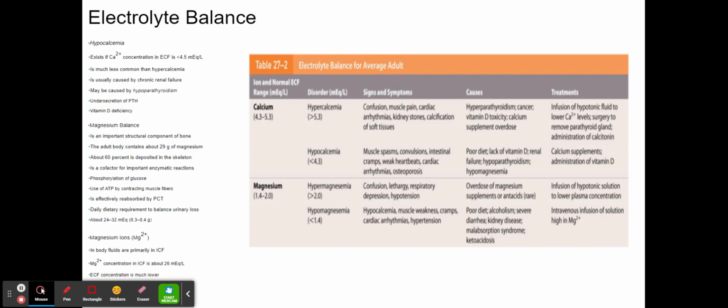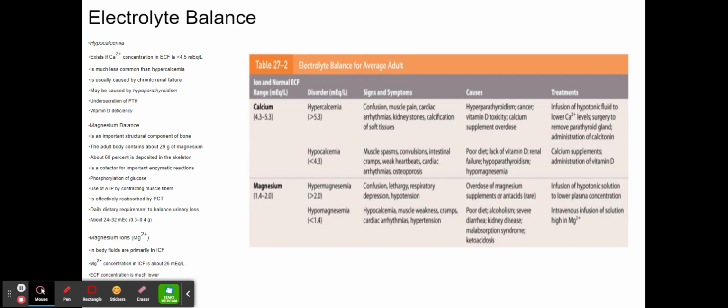Hypocalcemia is much less common than hypercalcemia. Hypoparathyroidism, or undersecretion of PTH, vitamin D deficiency, or chronic renal failure is typically responsible for hypocalcemia. Signs and symptoms include muscle spasms, sometimes with generalized convulsions, weak heartbeats, cardiac arrhythmias, and osteoporosis.